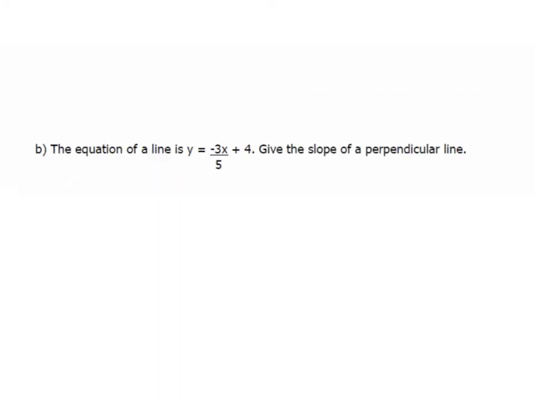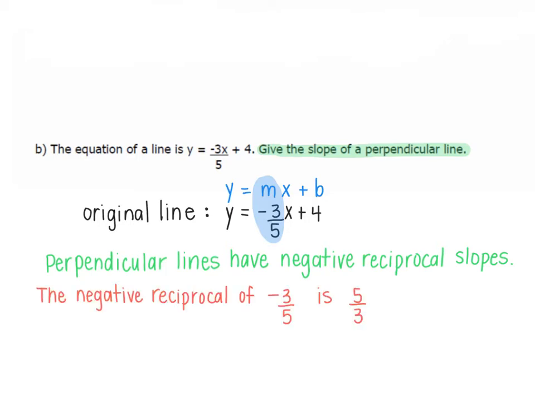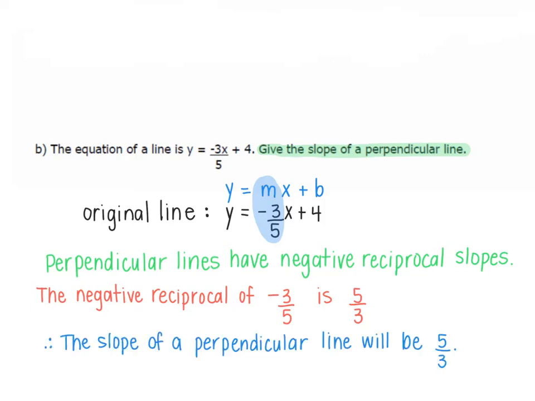In example B, the equation of the line is y equals negative 3x over 5 plus 4. We're asked to give the slope of the perpendicular line. We know that perpendicular lines have negative reciprocal slopes. So in this case, our m value is negative 3 over 5. That's our slope of the original line. The negative reciprocal of negative 3 over 5 would be 5 over 3. This will be the slope of our perpendicular line.